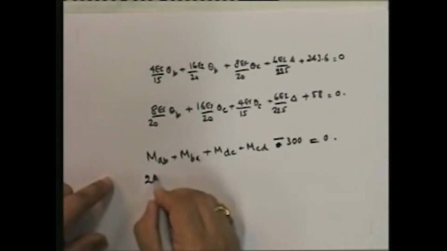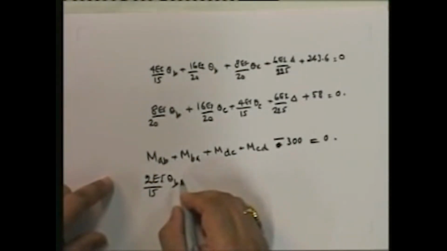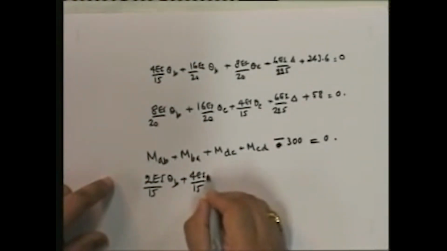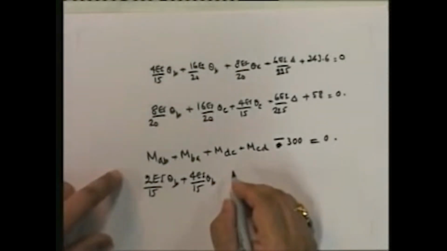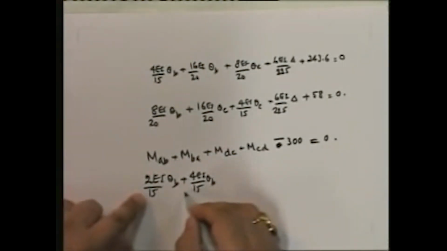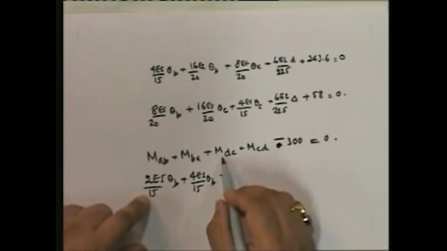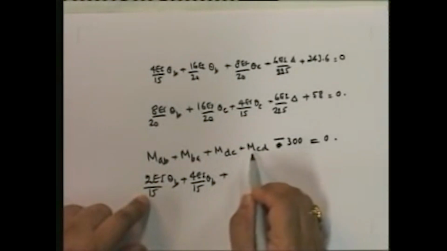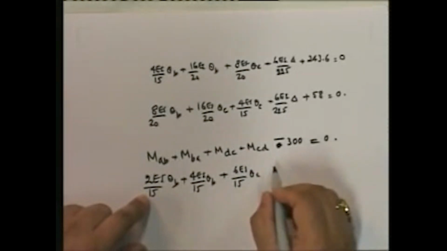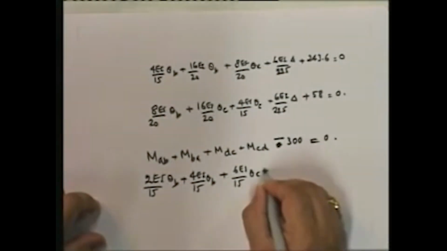I'm going to put that equal to 2 EI by 15 theta B plus 4 EI by 15 theta B. Okay, then that is 4 EI by, so that's 6 EI upon 15 delta B. Okay, plus, now if you see MDC and MCD, I'm going to just put it in 6 EI upon 15 theta C.